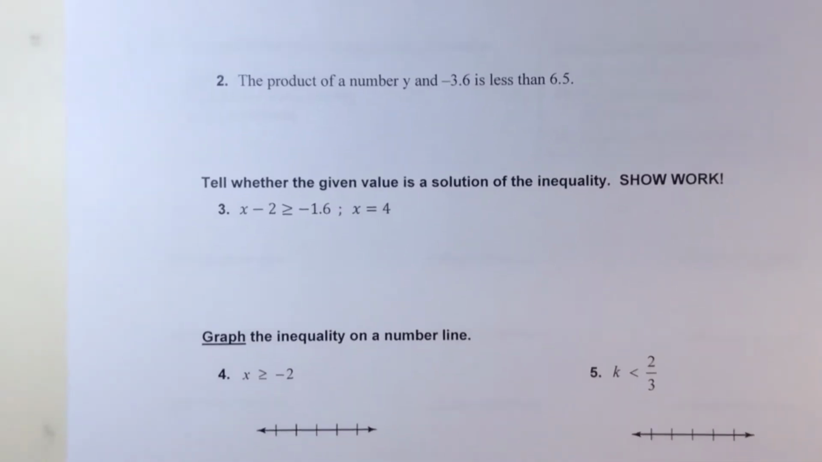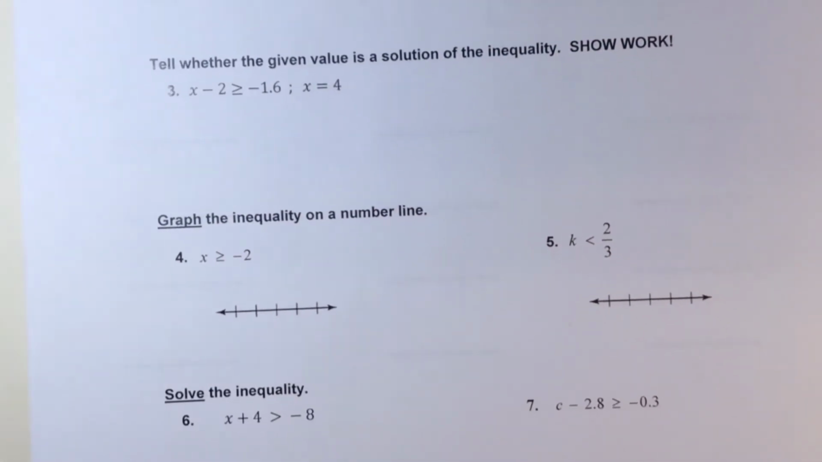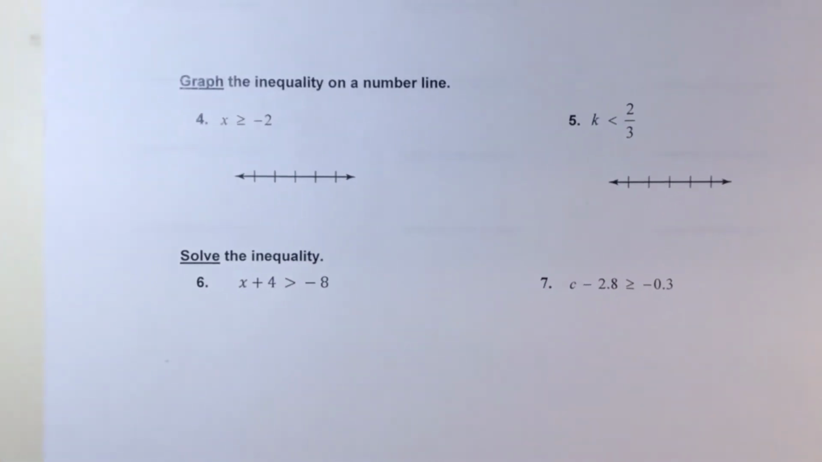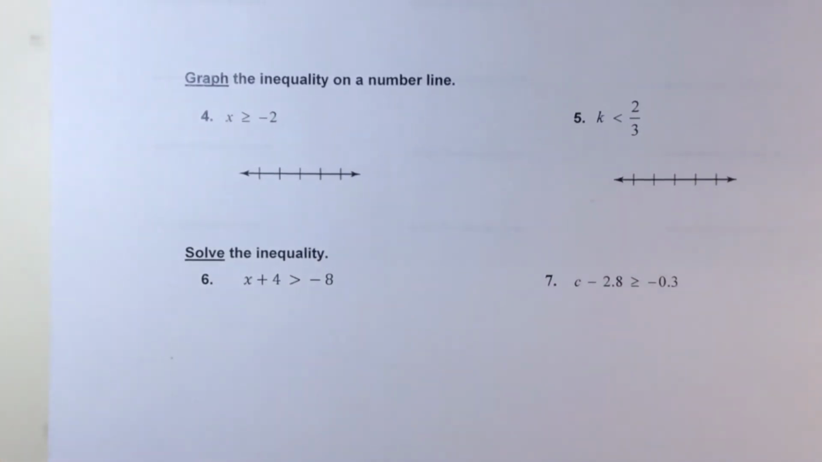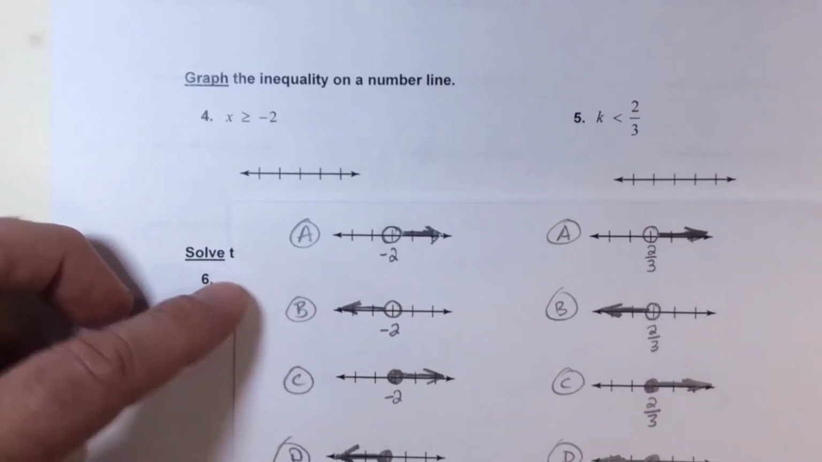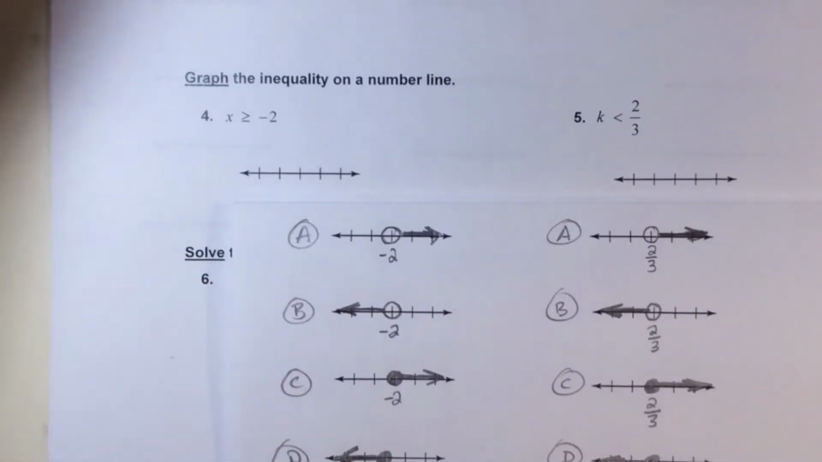For number 4 and 5. Now it says graph the inequality on a number line. And I'm not sure how to get number lines on this form. So what I did is I made the multiple choice right here. So you're going to have to pay attention so that you can go onto the test and mark what you think the right answer is.